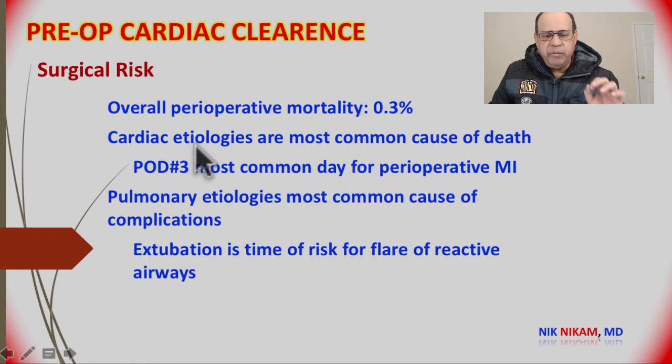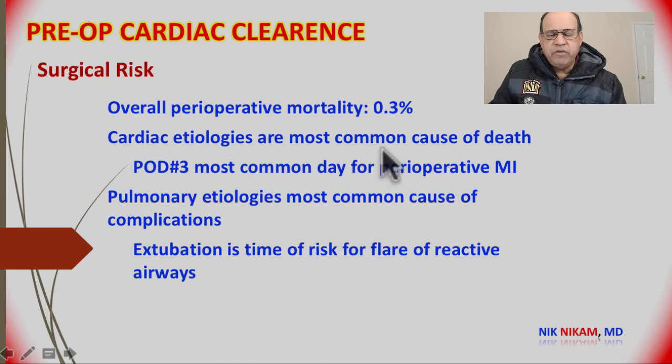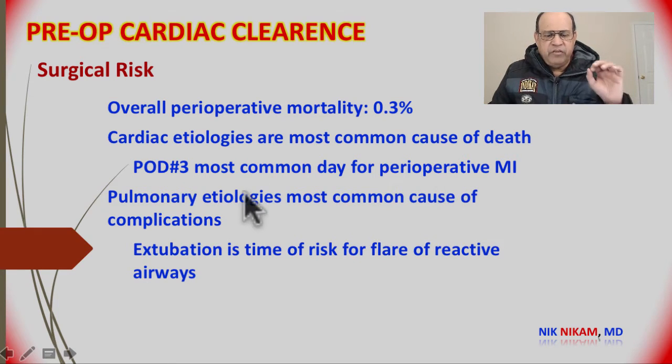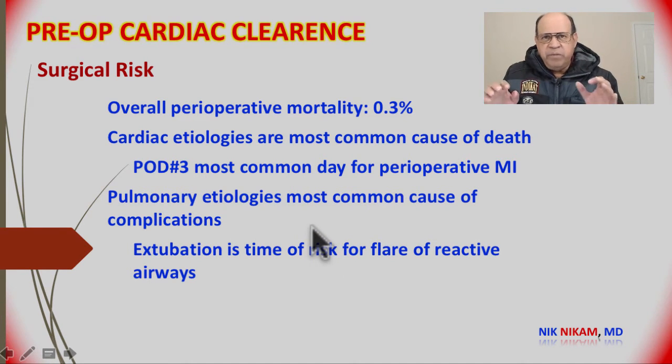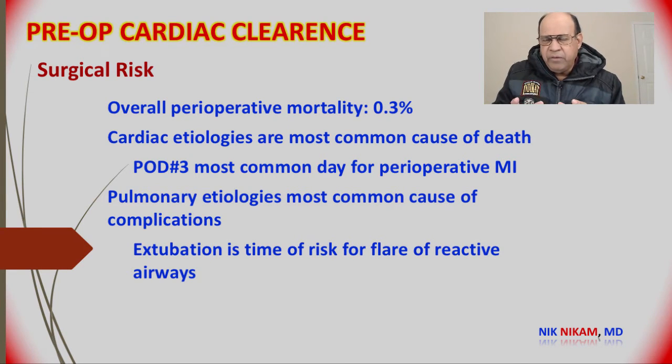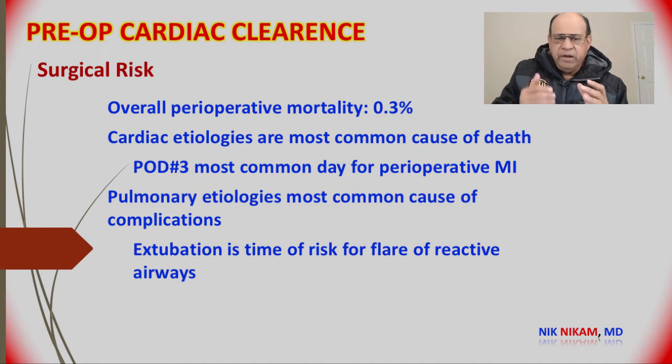Cardiac problems account for most of the mortality in the perioperative period, whereas pulmonary problems account for most of the morbidity in the perioperative period. Hence, it is very important not only to focus on the heart alone, but to focus on the entire patient, particularly the central nervous system, the lungs, the abdominal cavity, and kidneys.